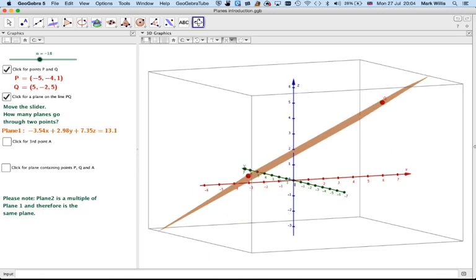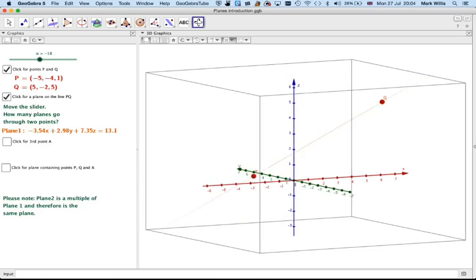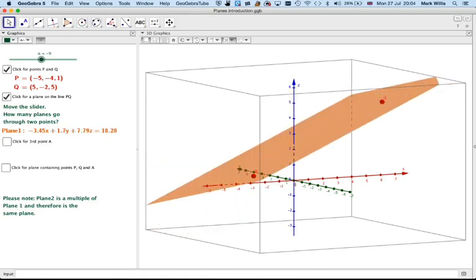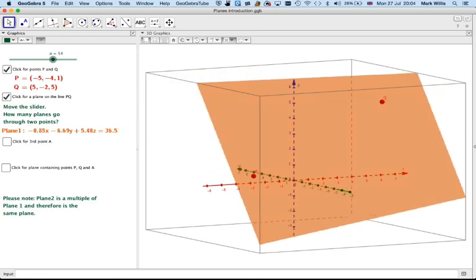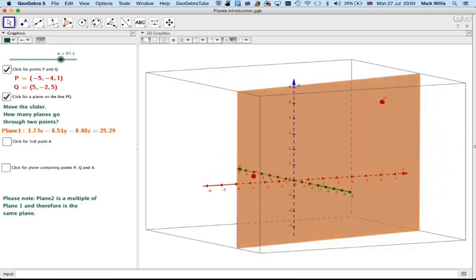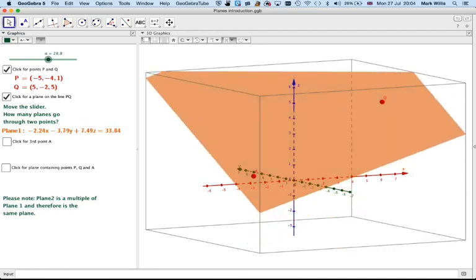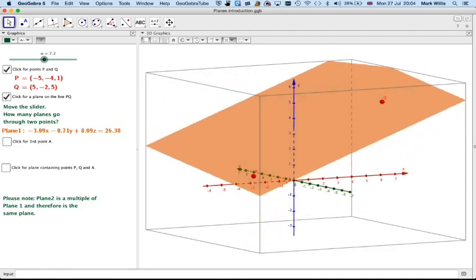Let's look at different angles. If I move, you can see that they're moving around those 2 points there, like that. And you can see there's an infinite amount of planes that I can have that go through 2 points. All right, so we cannot define a plane with just 2 points.